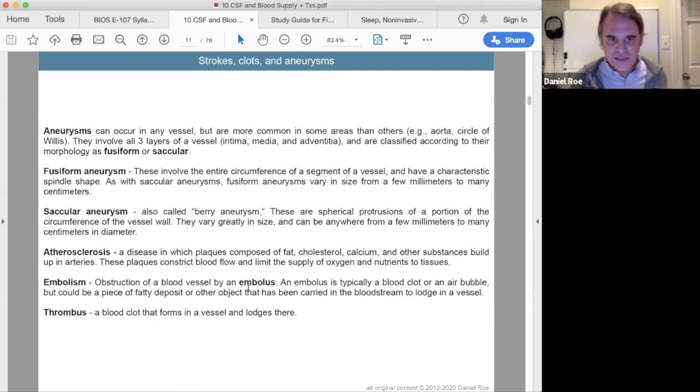Embolism or embolus. An embolus is just like a blood clot or an air bubble, anything moving through vessels, but they typically get lodged in vessels, right? And block it and cause ischemic attacks. And that can lead to an infarct or death of tissue. Thrombus, blood clot that forms in a vessel and just lodges there.